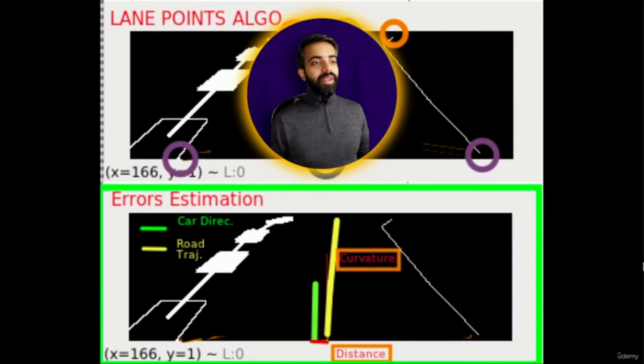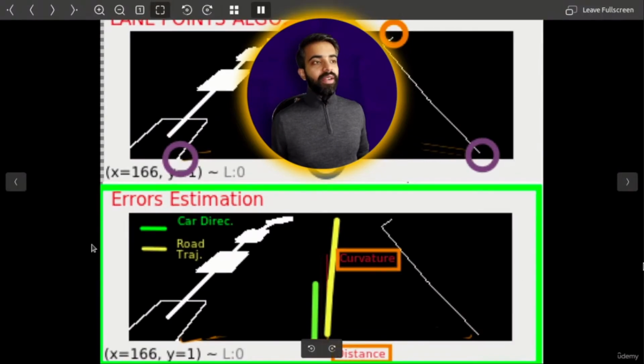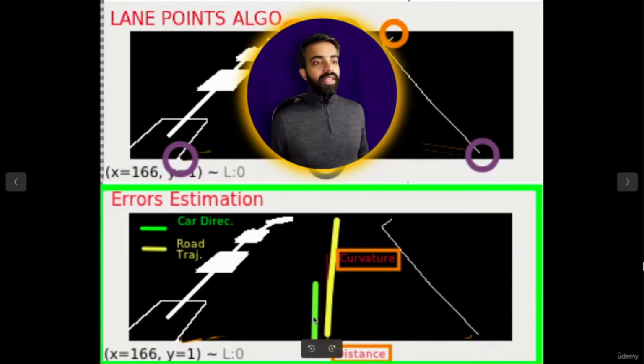Now, understanding this particular image, you will need to understand where the lane trajectory is. The road trajectory or the lane trajectory is this yellow line which is slanting towards the right. Now, this green line represents where the car is aiming. So the car is right in the center because the camera was mounted on top of the car. Now it's looking straight ahead and the lane trajectory is turning towards the right.